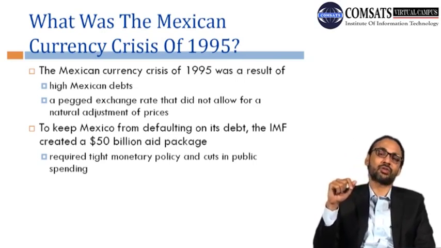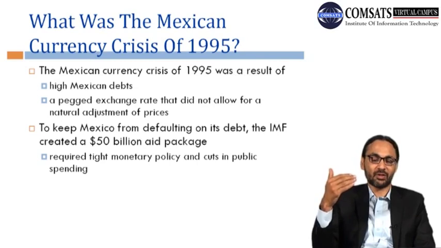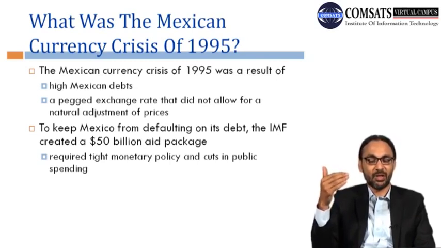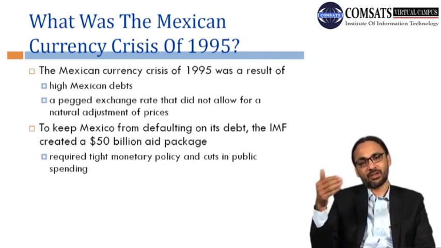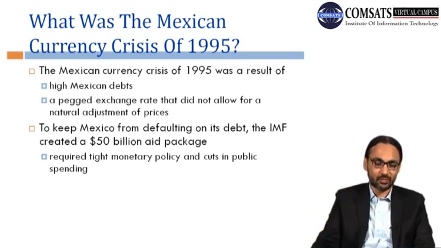And in order to reduce the negative effects of this currency crisis, the IMF lent them a 50 billion US dollar aid package. And of course, against this sort of loan, the IMF always asks for stringent policies and cuts in public spending. These are the normally required things that the IMF demands against its loans.